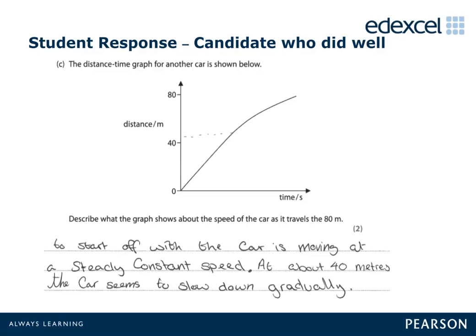This question is from the foundation paper. It required candidates to analyze a graph and interpret the information it gave. Candidates who did well noticed the question asked about the speed of the car, even though it was a distance-time graph. Their answers referred to the constant speed at the start and slowing down later on.